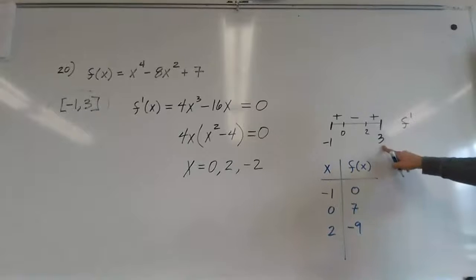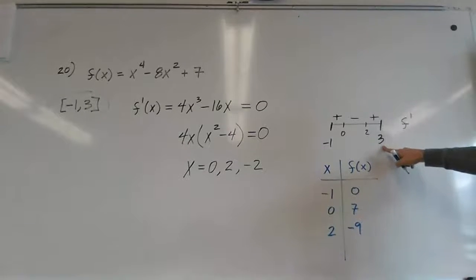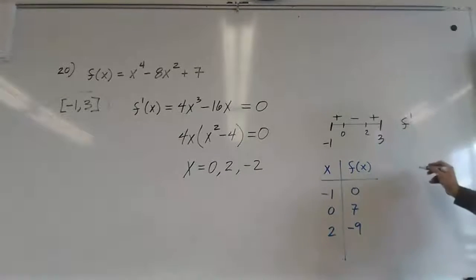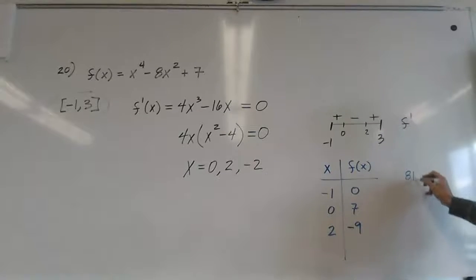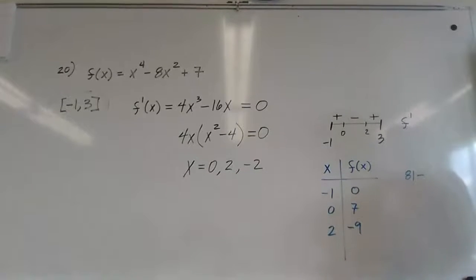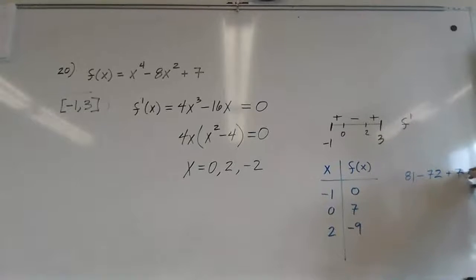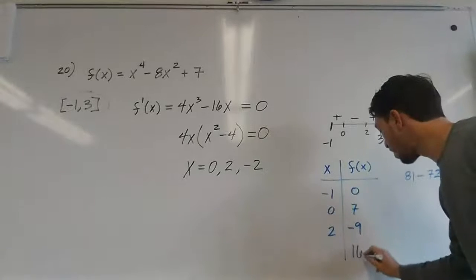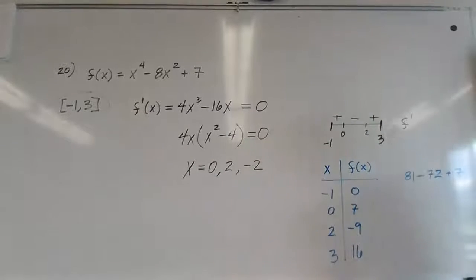And then plug in 3. 3 is a little bit more challenging because you got to go 3 to the 4th is 81. You got to go 81 minus 72 plus 7. So that's 9 plus 7 is 16. Okay, so we're okay with that?